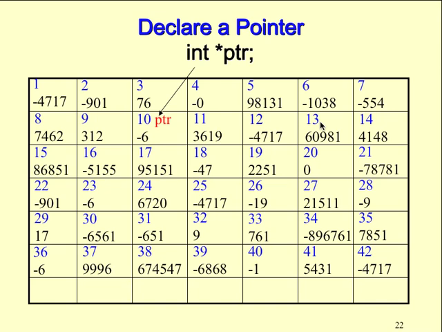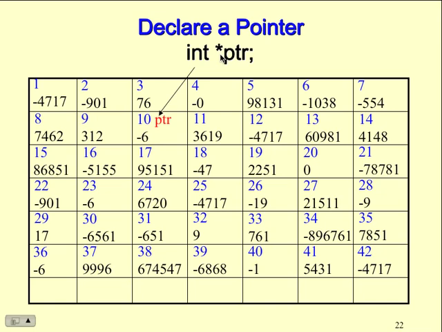So let's declare a pointer, int asterisk PTR. Now I purposely moved this around a little bit. Before I had the asterisk over here, and then I had the PTR over here. I sort of like this method. A lot of people don't agree with me, though. They like the other method. It doesn't really matter, actually. All you have to do is stick this asterisk in between the data type and the name of the pointer.